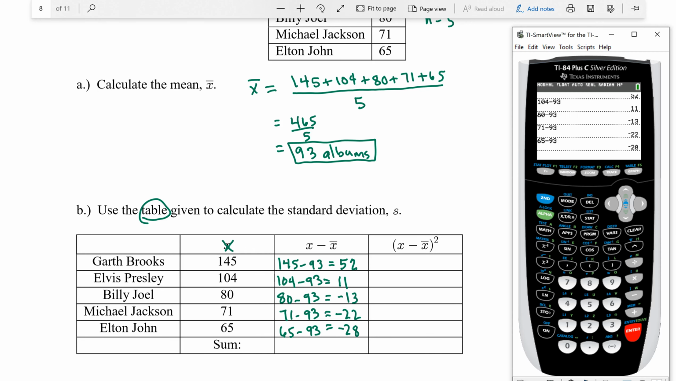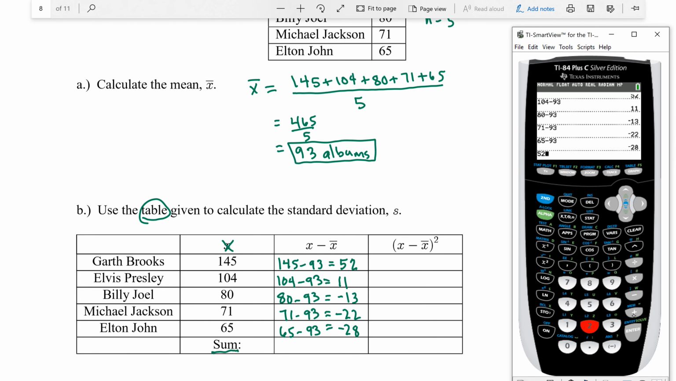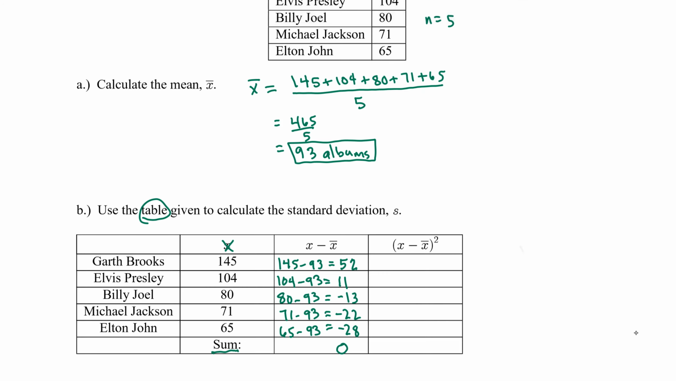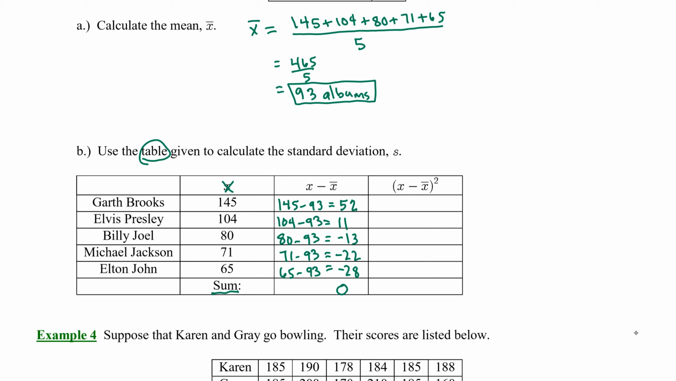Now, watch what happens when I sum this column. We have 52 plus 11 plus negative 13 plus negative 22 plus negative 28. We end up with 0 every single time. Okay, so when you find the difference between each data point and the mean, it should always sum to 0. If it sums to something else, then you've made a mistake somewhere and you can go back and start checking your calculations.